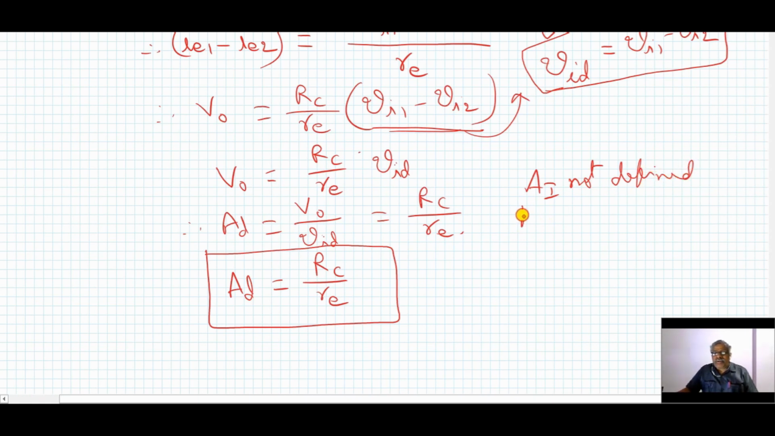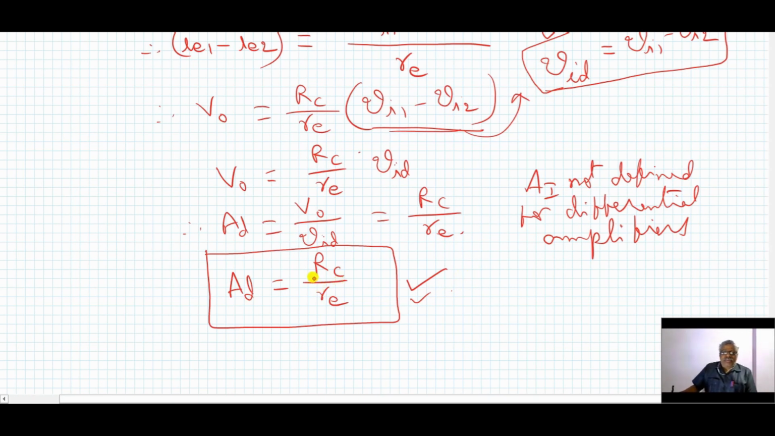Current gain is not defined for any differential amplifier. For differential amplifiers, we define only voltage gain. So gain means only voltage gain. The differential gain is given by RC by RE. Generally, voltage gain has no units; it is a simple ratio. Here it is a ratio of two resistances, so there are no units. So our expression is correct.